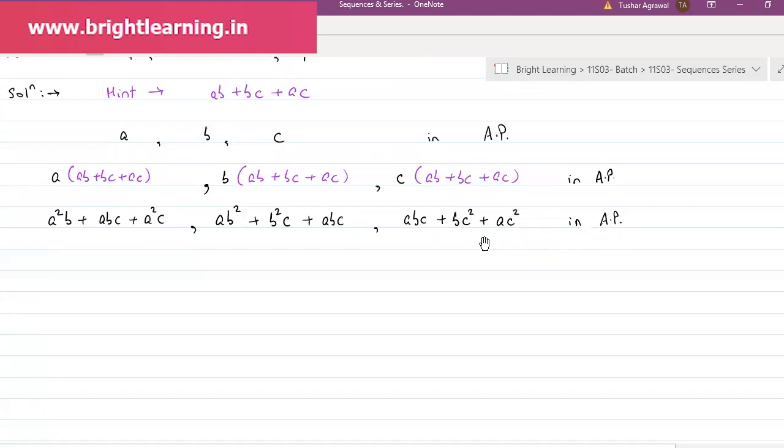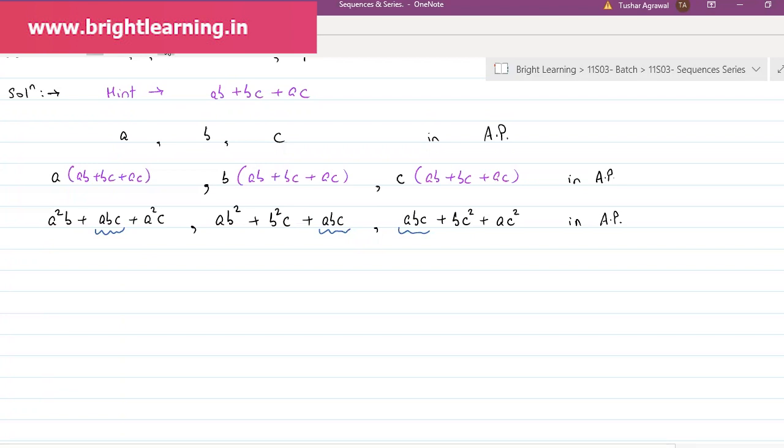These three terms which are in AP, you can see that ABC is present here also, ABC is present here also, ABC is present here also. What is happening by that? I will subtract ABC from all these three terms. This complete is the first term, complete second term, complete third term. If I'm subtracting ABC from all of them, the new sequence is again an AP.